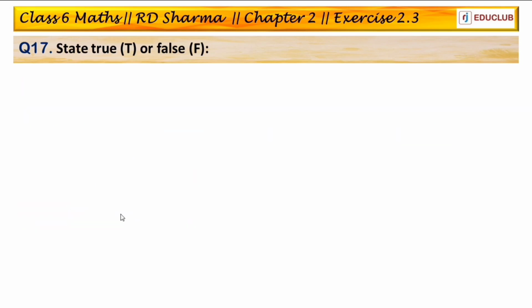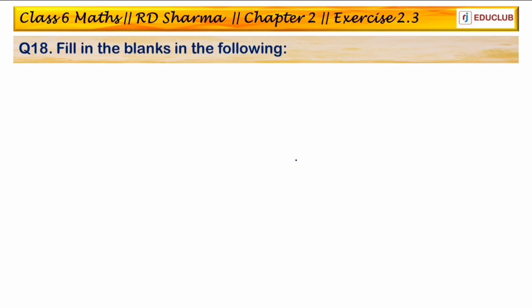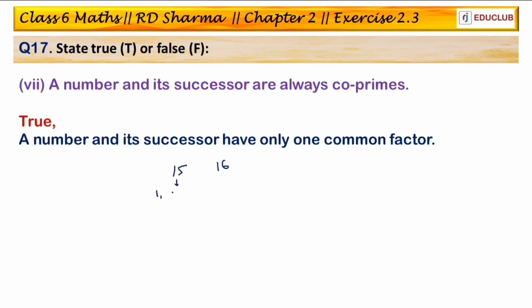Next is a number and its successor are always co-primes. It is true. A number and its successor have only one common factor. For example, 15 and 16. Factors of 15 are 1, 3, 5 and 15. Factors of 16 are 1, 2, 4, 8 and 16. Only 1 is common, so they are co-primes. So this is a true statement.